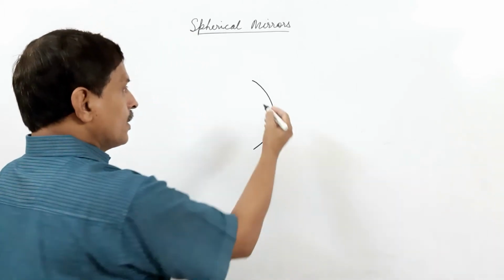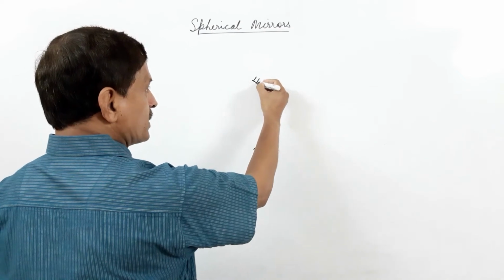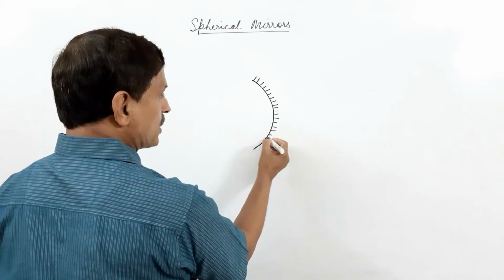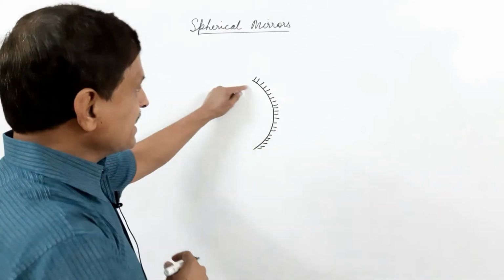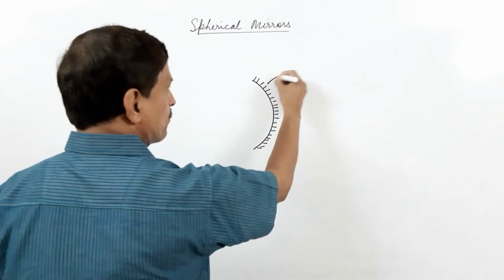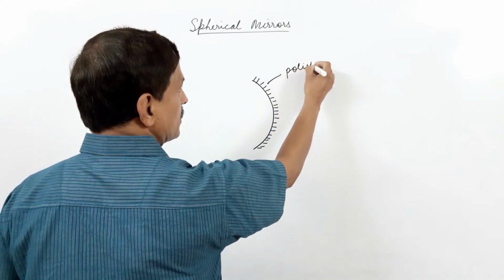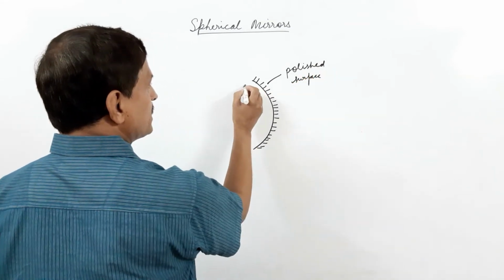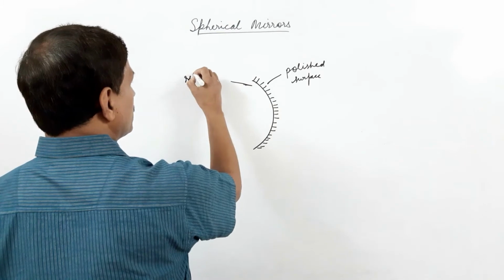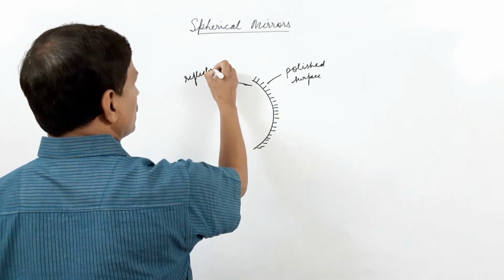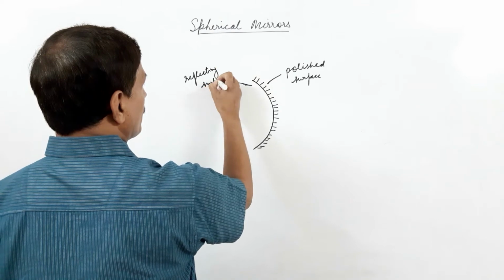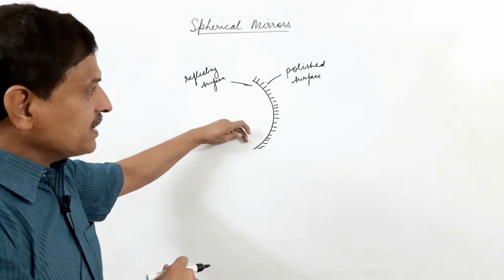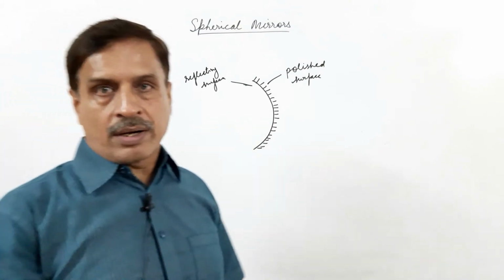If we polish one of its surfaces, this is the bulging out surface or bent out surface, then this is the reflecting surface. This is the polished surface, and this one is the reflecting surface. This bent in surface is the reflecting surface, so this is a concave mirror.